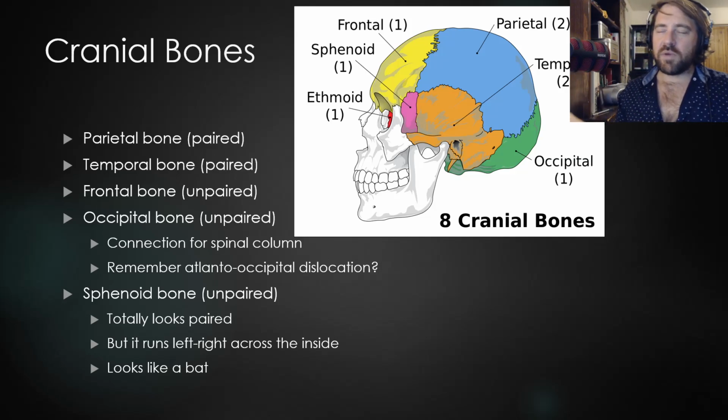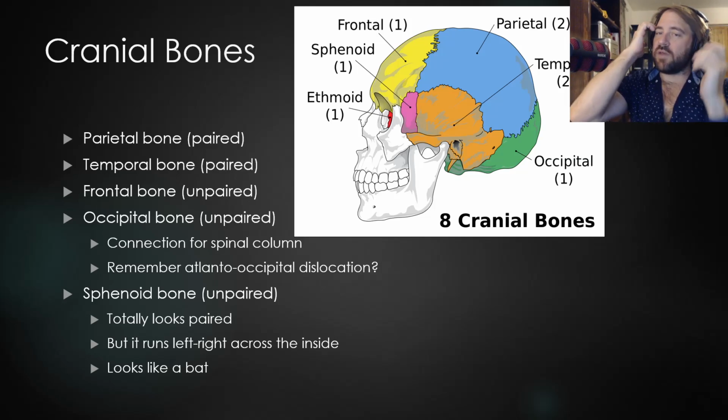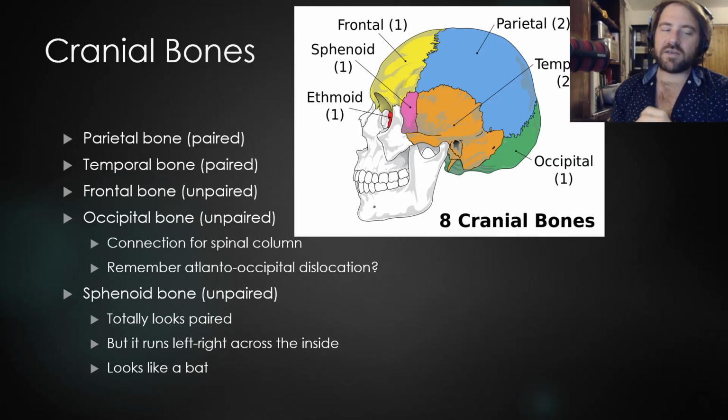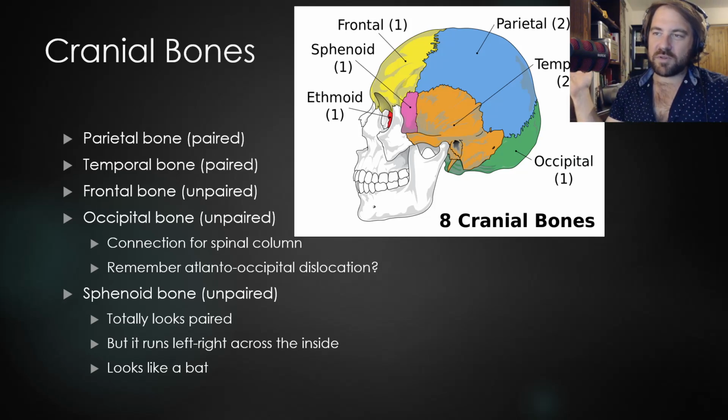We've got a frontal bone. There's just one of those. That's unpaired. Just one frontal bone. That, of course, covers the frontal lobe. I think you see where this is going. Occipital bone, there's just one of those right in the center. That covers the occipital lobe. Easy.